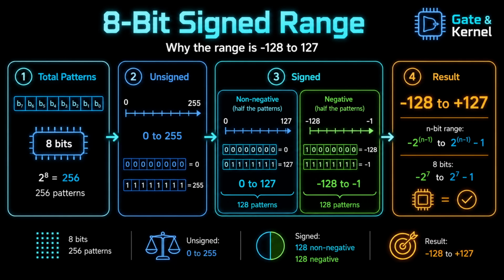So the complete signed range is -128 to positive 127. In general, an n-bit 2's complement integer ranges from -2 to the power of n-1 through positive 2 to the power of n-1 -1.